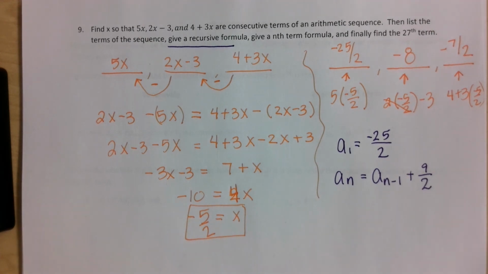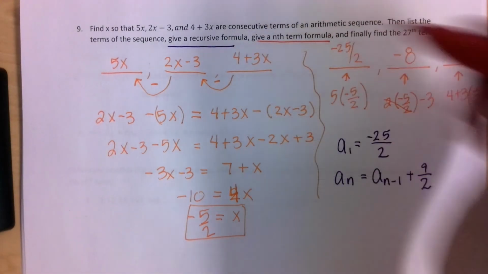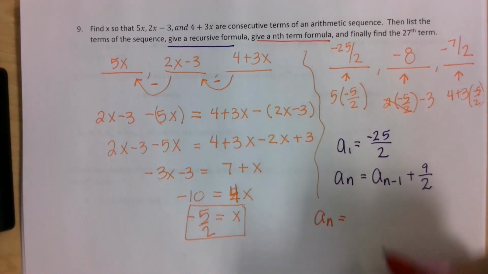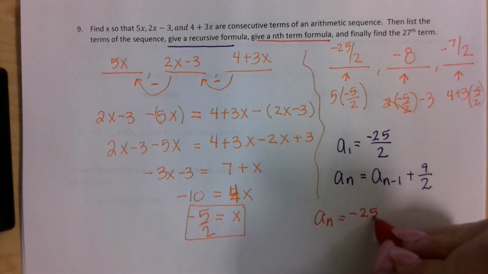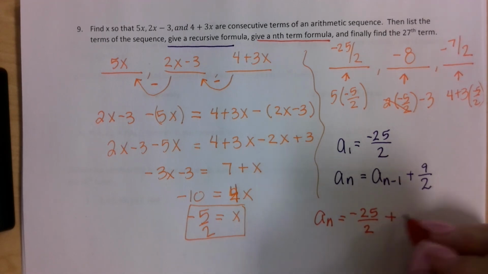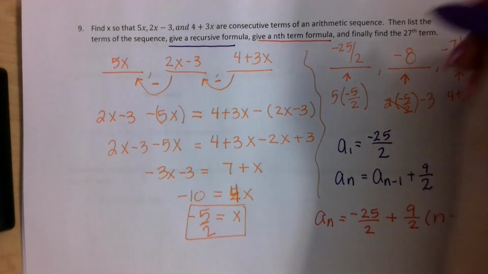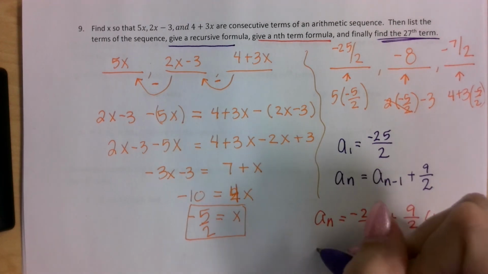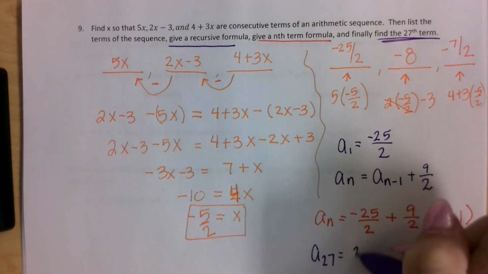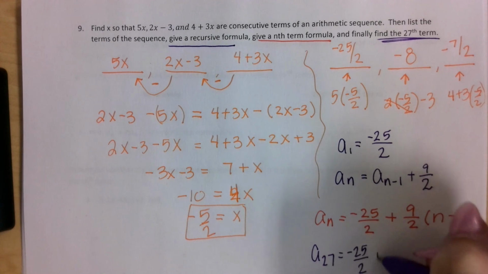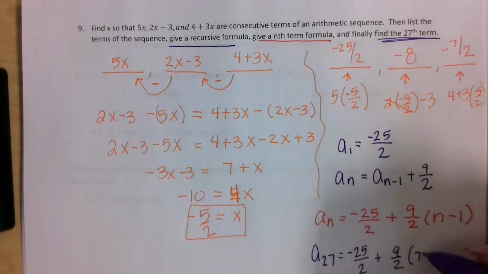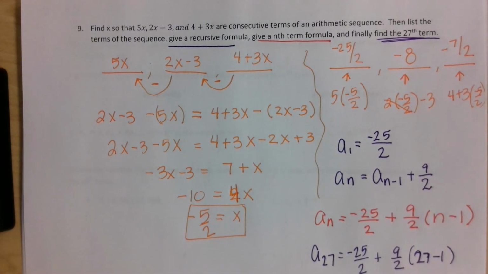Then it wants us to write the nth term formula, which says we're going to take our first term plus our common difference times n minus 1. Lastly, we're going to go back to finding the 27th term, so I'm going to plug in 27 in for n. Which, when we plug that into our calculator, we end up getting 104.5.